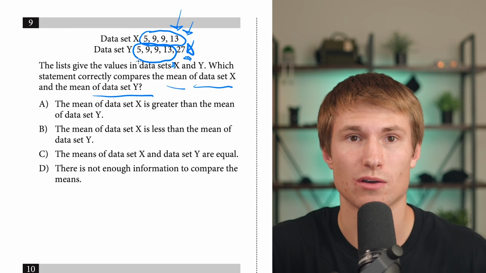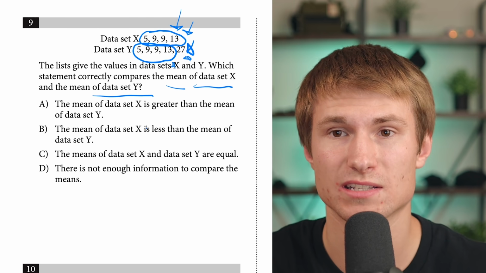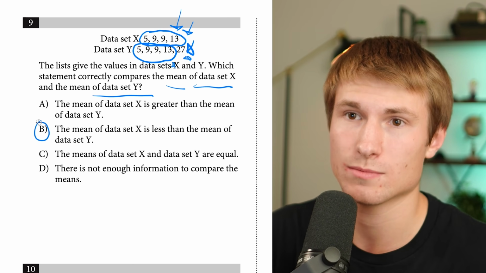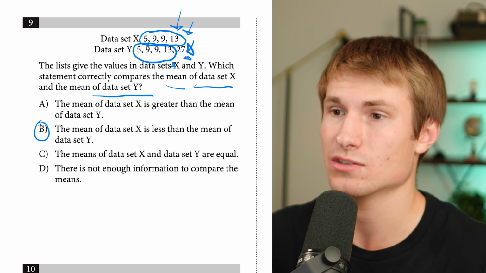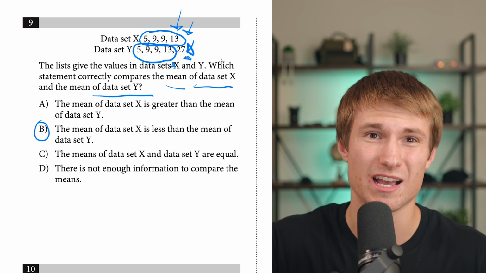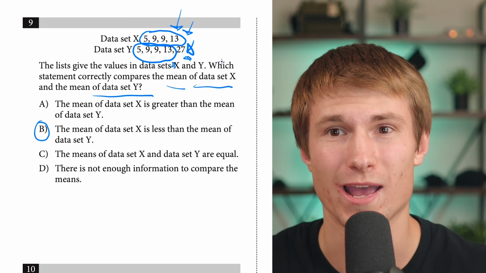Therefore, we know that data set Y has to have a larger mean than data set X without even having to calculate the means, just by looking at this. So we know our answer there has to be B. If you want to calculate the means for this, you can, but you could also just recognize that 27 is larger than the maximum of data set X. Other than that, they're the same. Therefore, data set Y has to have a larger mean.